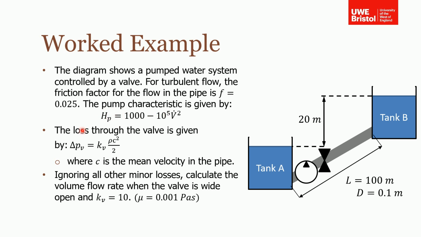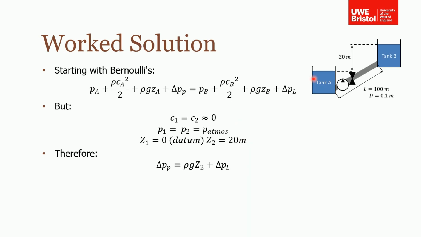We're told that the loss coefficient through the valve is given by this general formula, and the loss coefficient for the valve is 10 when it's fully open. Now, ignoring all other minor losses, we need to calculate the volumetric flow rate when the valve is wide open, and we're given the viscosity of water as well.